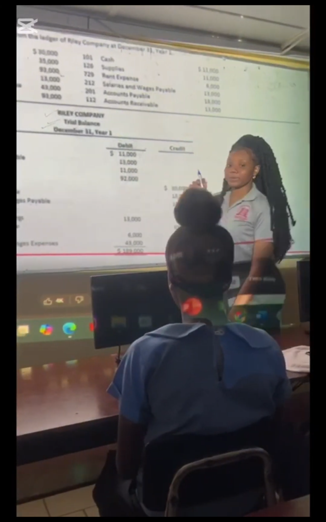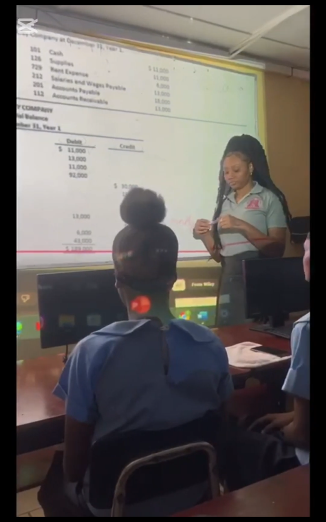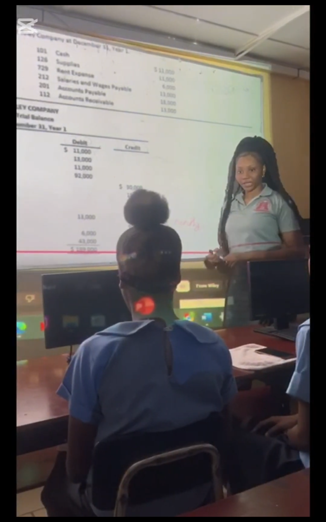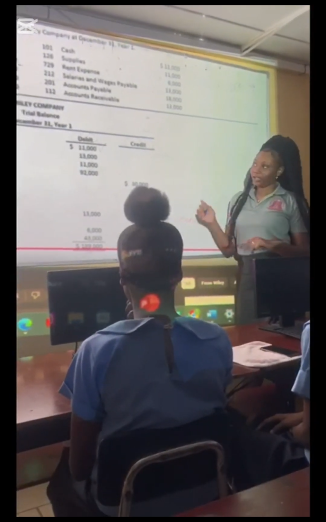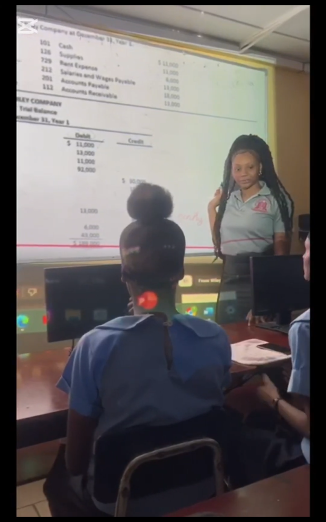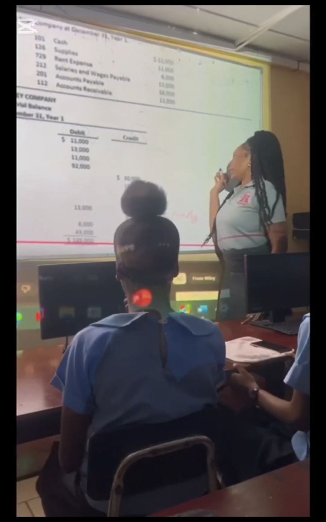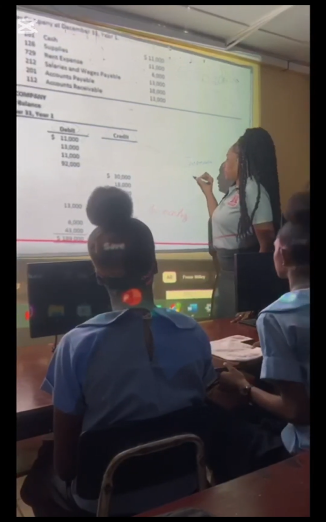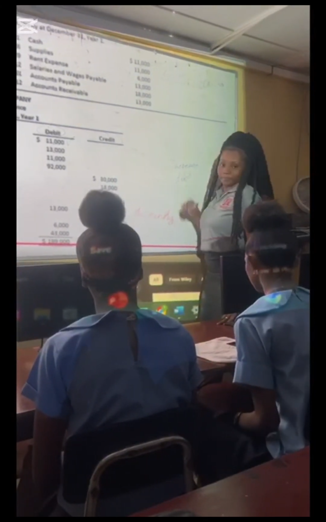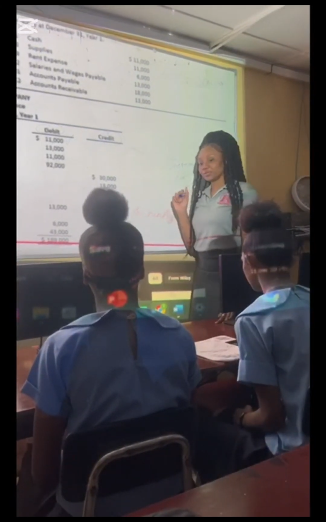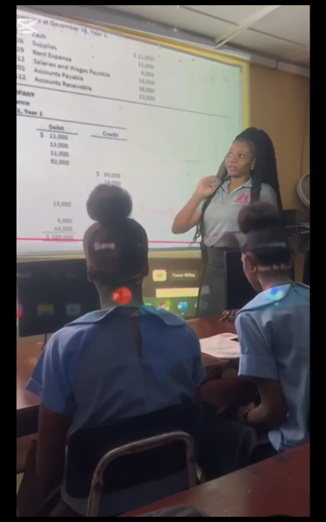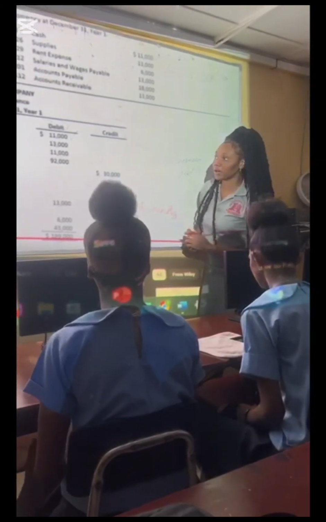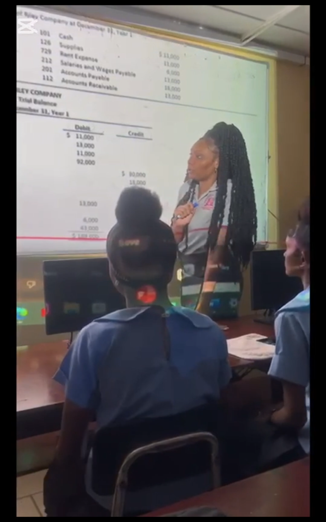Why do you think it's debited? Is cash increasing or decreasing? When cash increases, it is debited. Right? And when it decreases, what do you think it could be? Credited, right? Then we have accounts receivable, supplies, equipment.